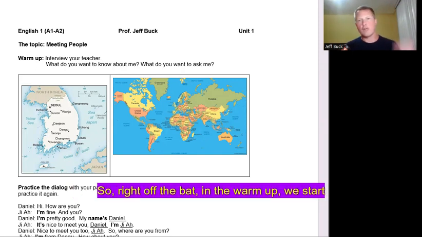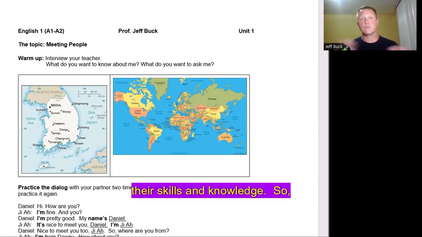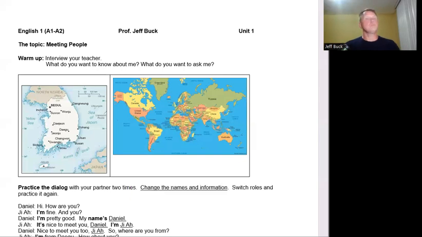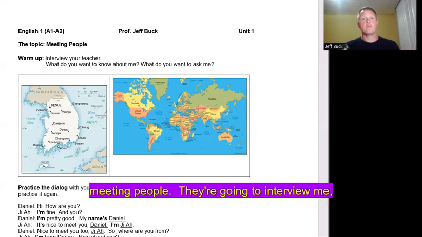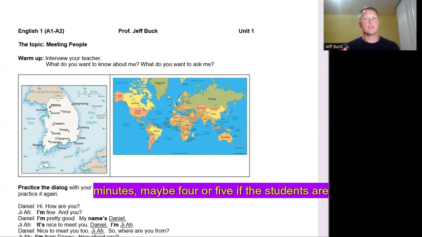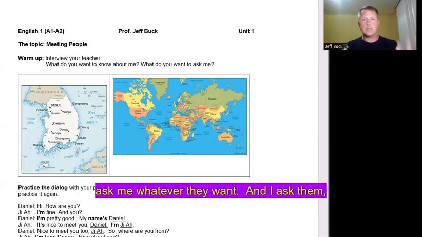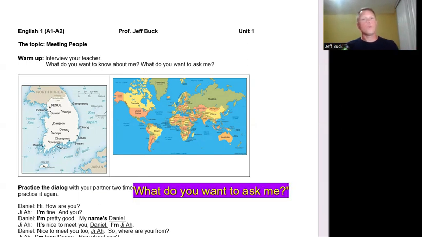So right off the bat in the warm-up, we start talking to get students talking so they're not afraid to make mistakes, so I can assess their skills and knowledge. So meeting people, they're going to interview me, the teacher. This should take 2 or 3 minutes, maybe 4 or 5 if the students are courageous enough. They can just ask me whatever they want. And I ask them, what do you want to know about me? What do you want to ask me?